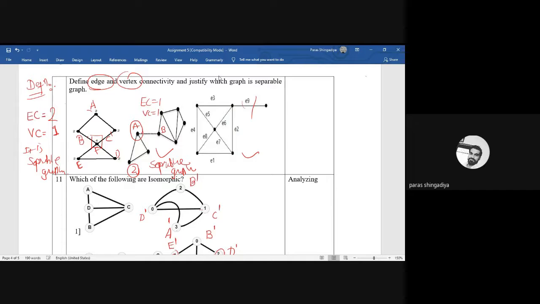Now try third graph. Third one, that is already given. Fourth, that is the graph of K5. And fifth one, there is a graph of K26. Draw the K5 and K26 and then check its vertex and edge connectivity. Third is already given. So just try it and finish it.